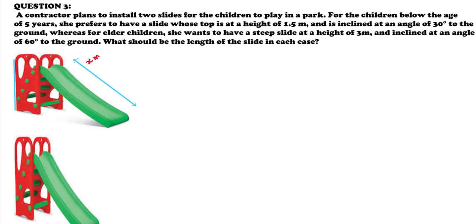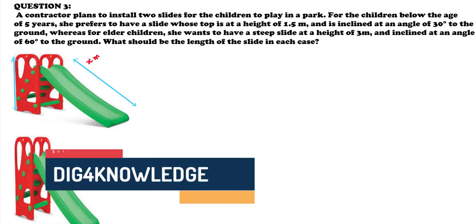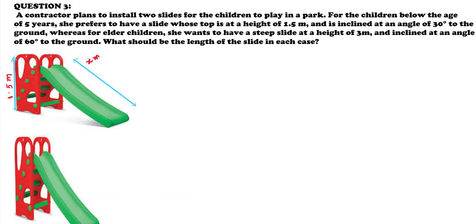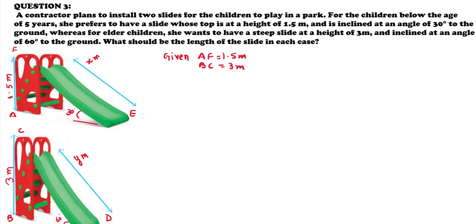So this is the smaller slide for small kids below the age of 5 years. Let the length of the slide be X meters and the height is given, that is 1.5 meters, and it forms an angle of 30 degrees with the ground. Let the height of the smaller slide be AF, so given AF is 1.5 meters, BC is 3 meters, angle FEA is 30 degrees and angle CDB is 60 degrees.